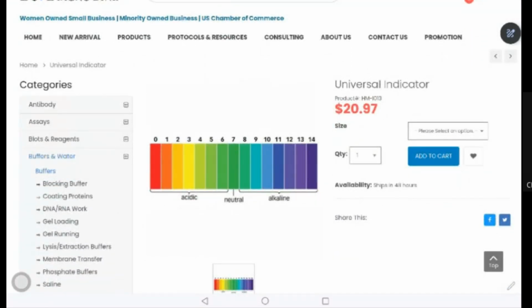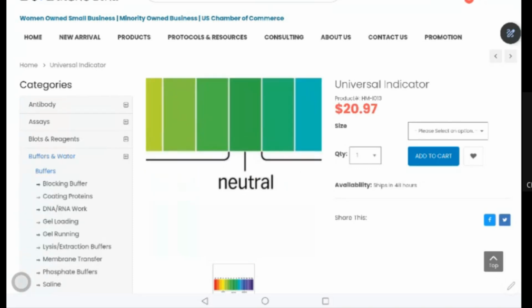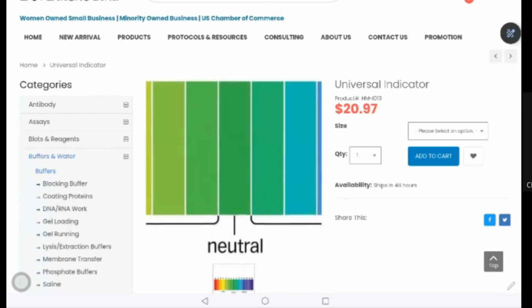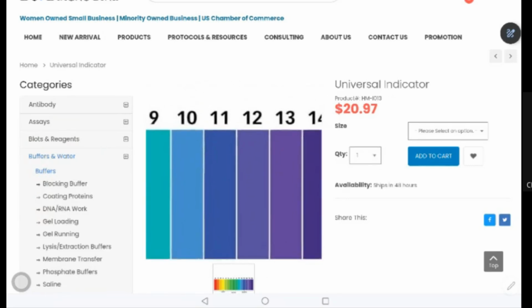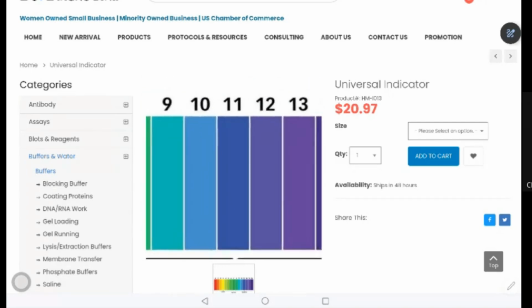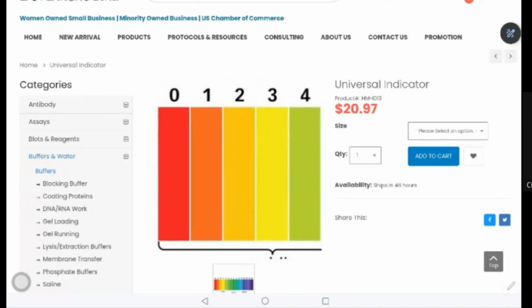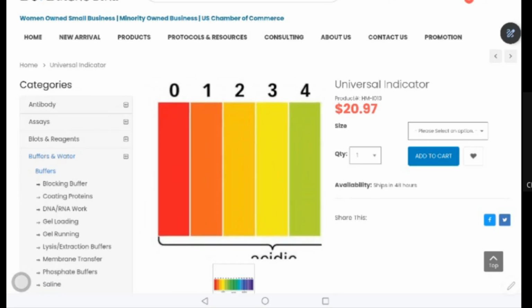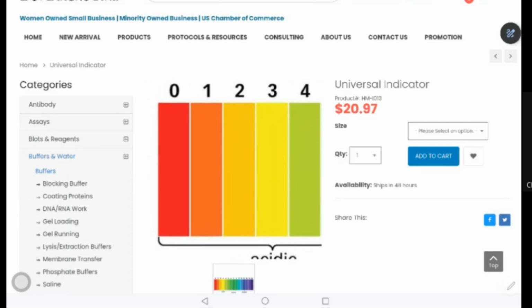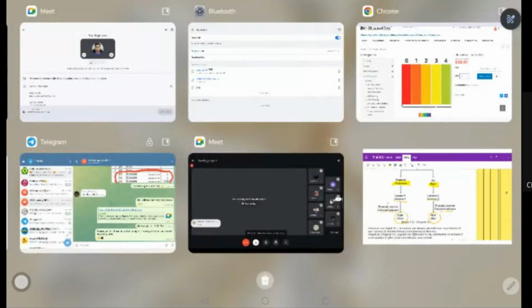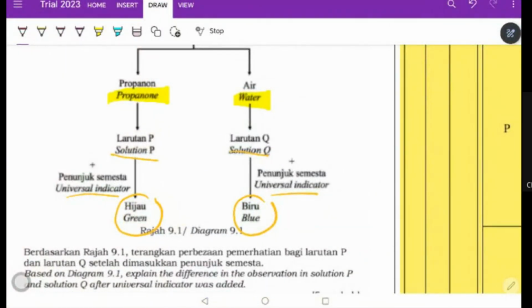Okay, not enlarge. Okay, now we have a look here. So if green color, green color is neutral. Okay, so then if it is blue, meaning it's alkaline. Then if it is light green, yellow, red, this one is acidic. Yeah. Okay. So we go back to our question. So if blue means what? Alkaline, right? This one is neutral.